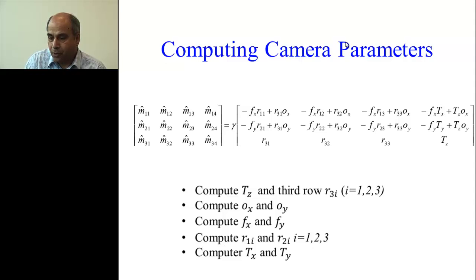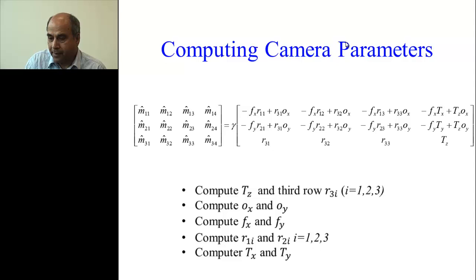Then once we know OX, OY, we'll try to find R1, and R21, and R22, and so on. Because in this one, OX is known, R3 is known, F is known, then we can find those.